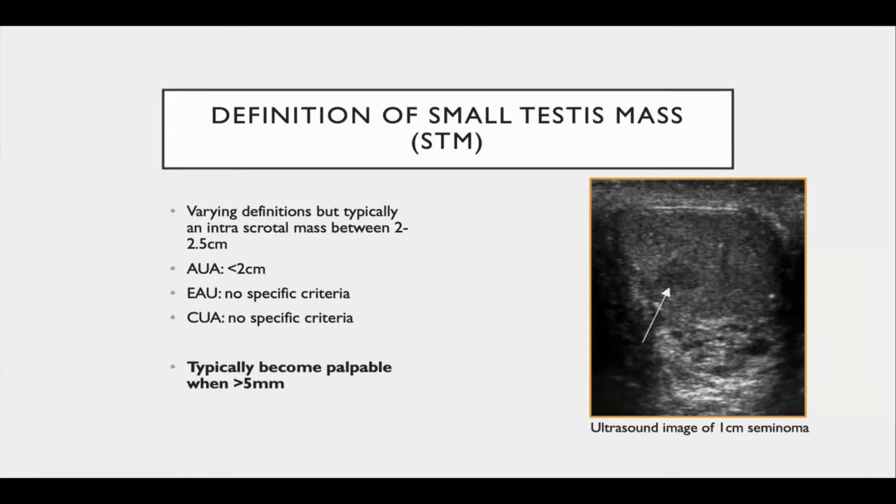What's important for us is that it looks like these masses typically become palpable when they grow to be greater than 0.5 centimeter. So if you can feel a mass, the general rule would be that it's at least that size or greater. And these size criteria become important later when we try to risk stratify some of our patients to decide what we should offer them.